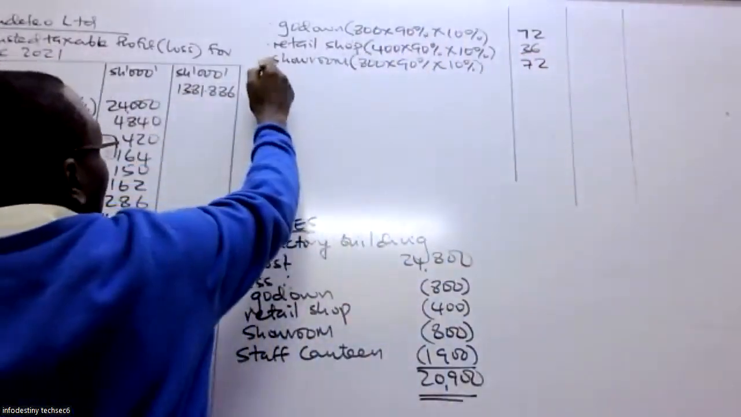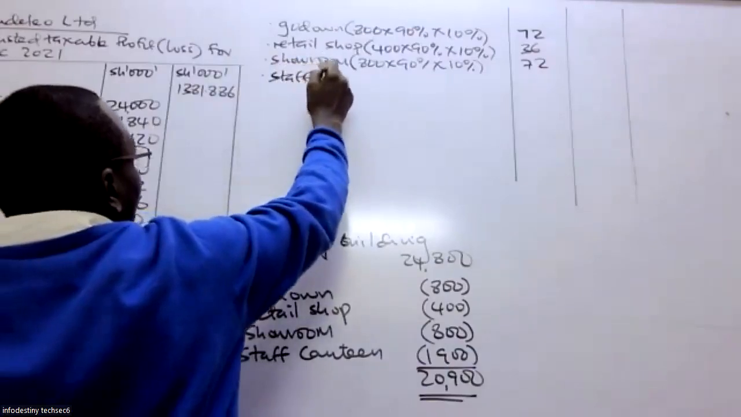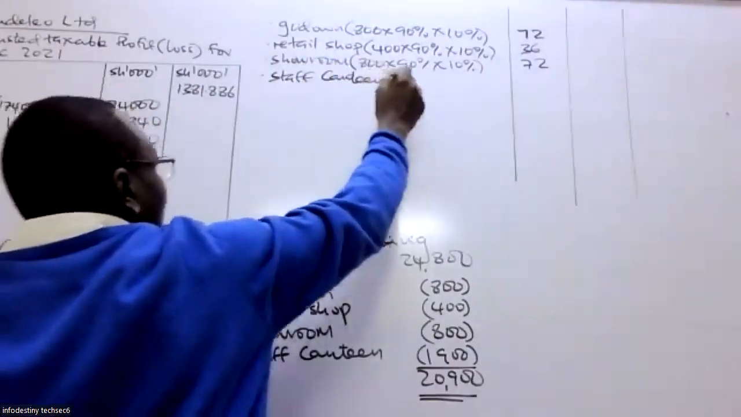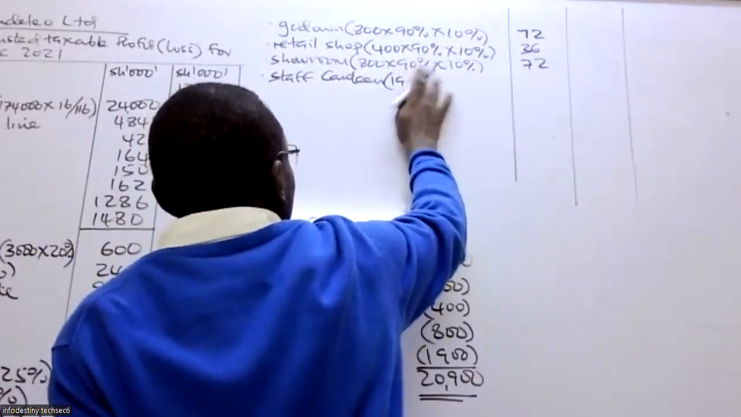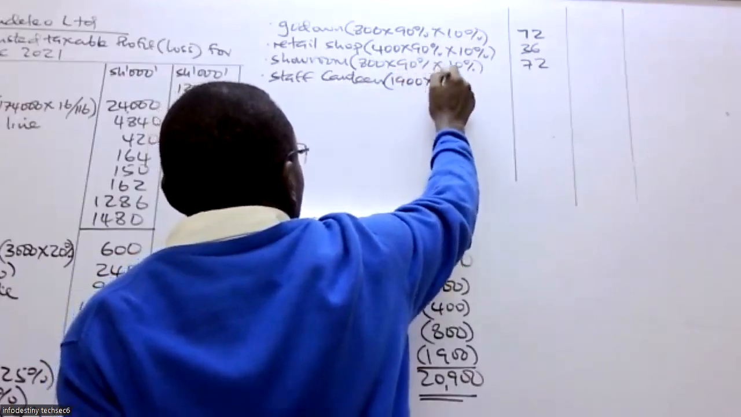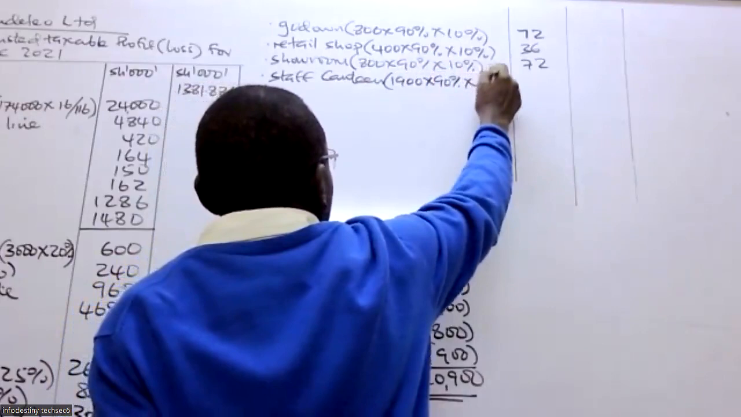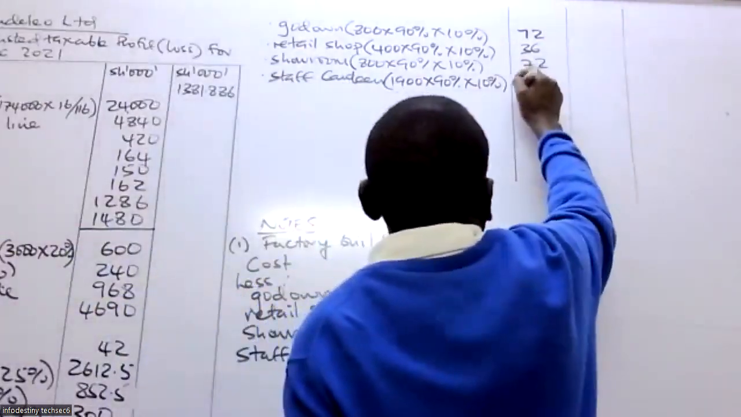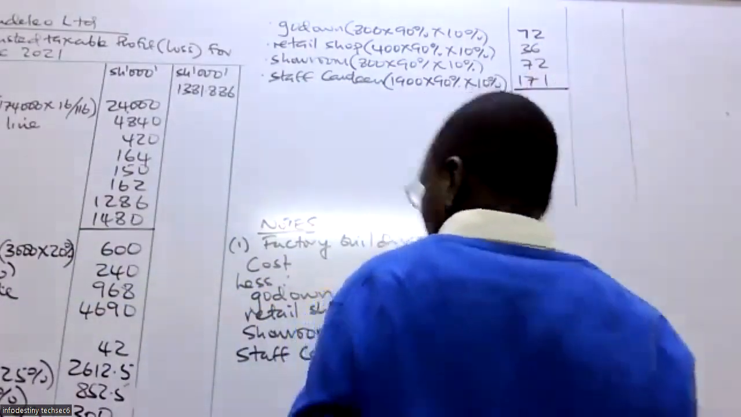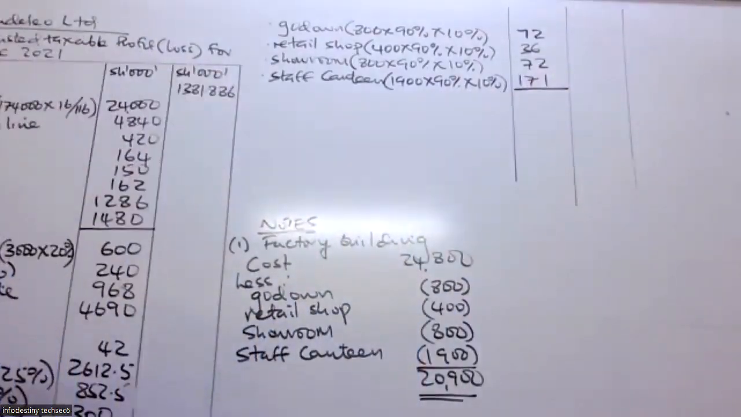Then you get staff canteen. Staff canteen is 129, get 90%, to get a residual, then you get 10%, and you get how much? 171. So with that we are done. We can get the total advance and the total deductions so that we get the adjusted profit.